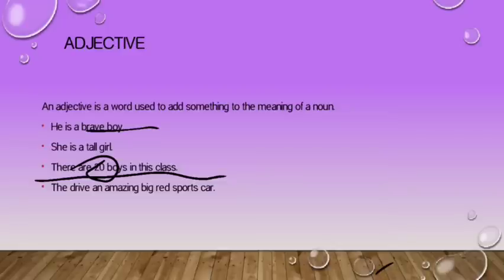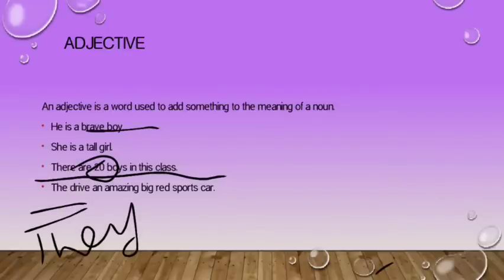Our next example is, they drive an amazing big red sports car. In this example, we are actually giving the answer to a few questions. What is your opinion about the car? It's amazing. What size is the car? Big. What color is the car? It's red. What type of car is it? It's a sports car. So in this example, the noun we are interested in is car, and all of those are adjectives giving some answer about the noun.